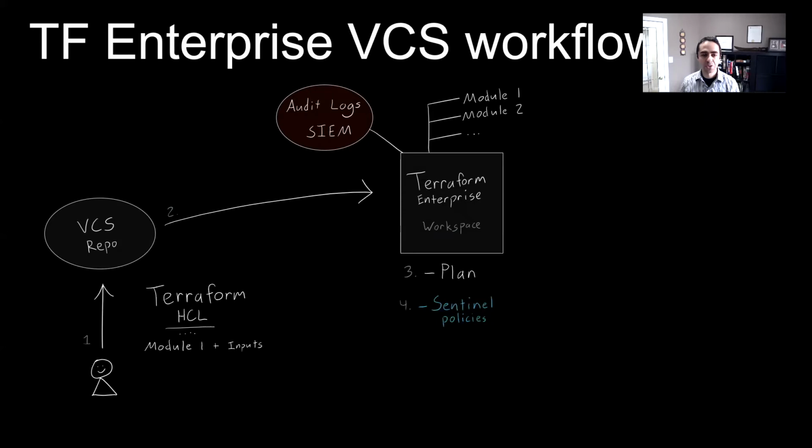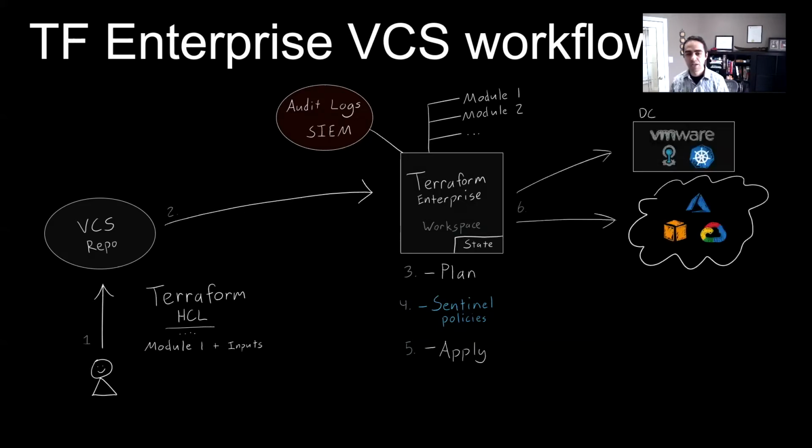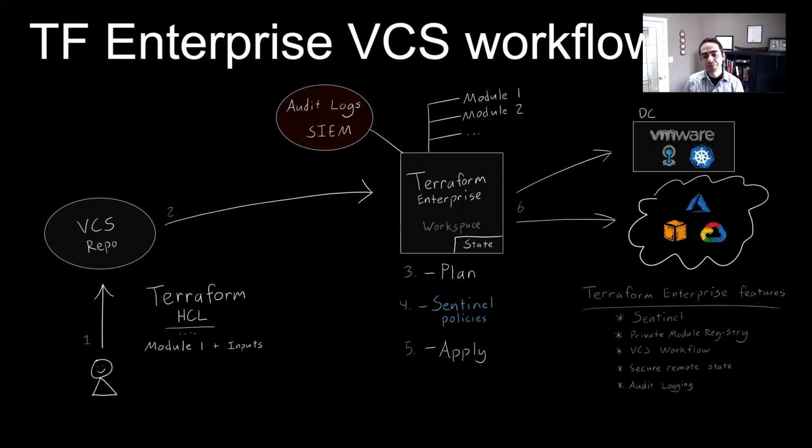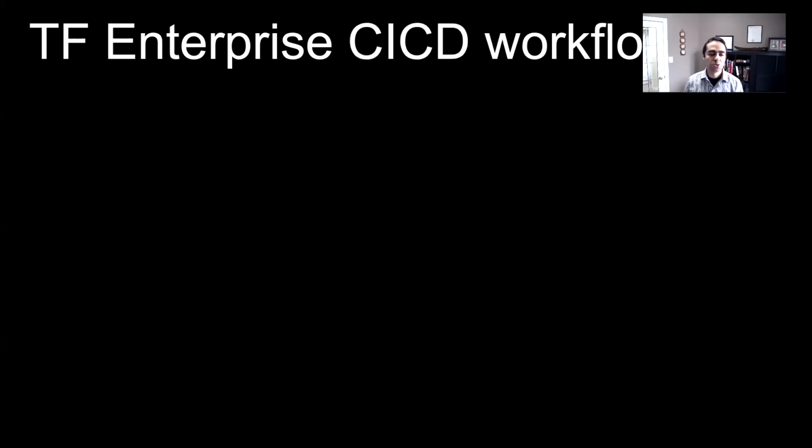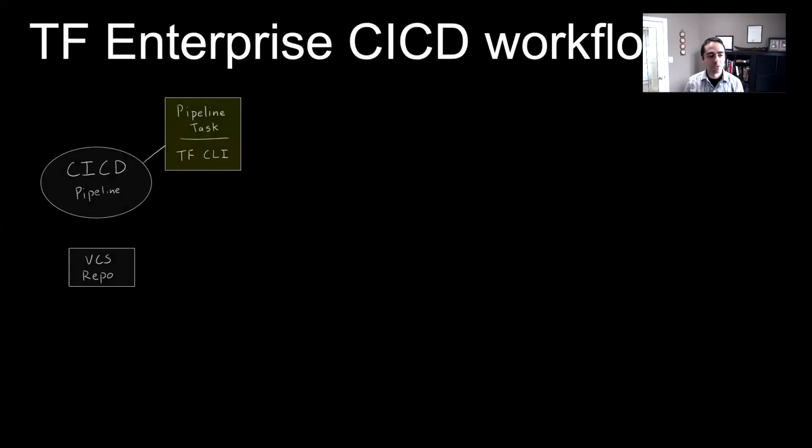You have audits that go to a SIEM. Sentinel policies kick in. This is at the plan, right after the plan phase, without deploying anything into production yet. So if the Sentinel policies check and pass, then you move to the apply phase, where you apply the infrastructure into your cloud or data center. So what we talked about here is the Sentinel policy, the private module registry, your VCS control, secure remote state, and also your auditing.